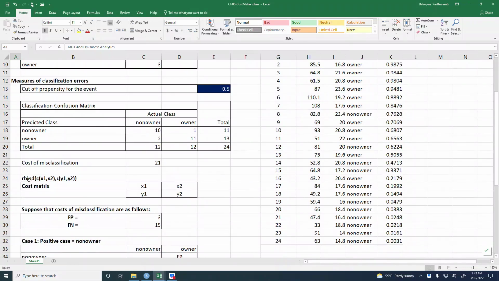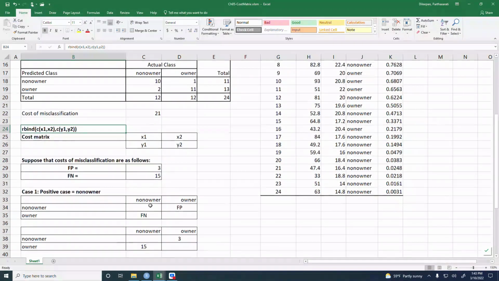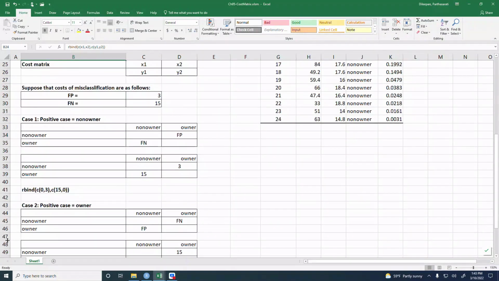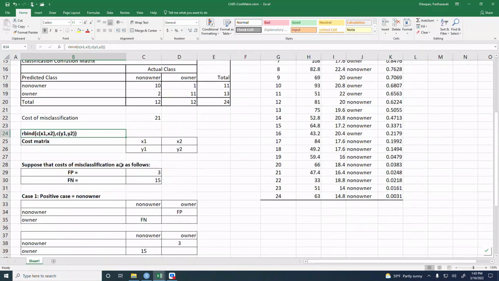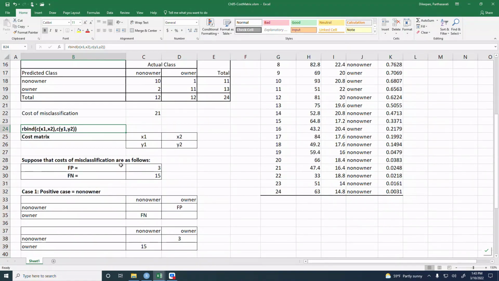On this rbind function. Okay. So when you set up the cost matrix for misclassification cost, you have to set up this rbind function. But you need to make sure that you set it up correctly.